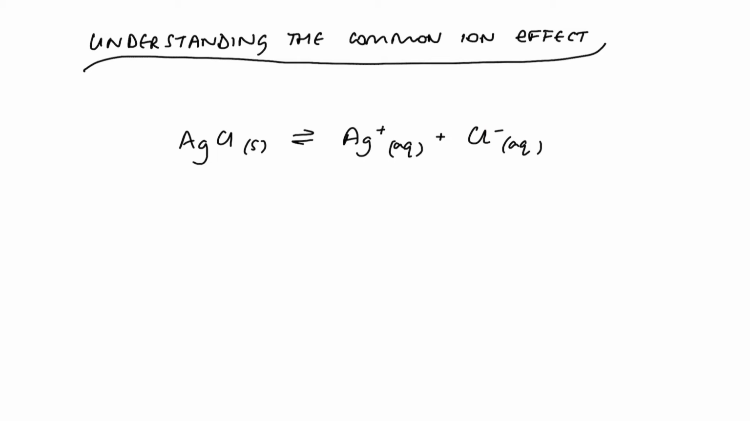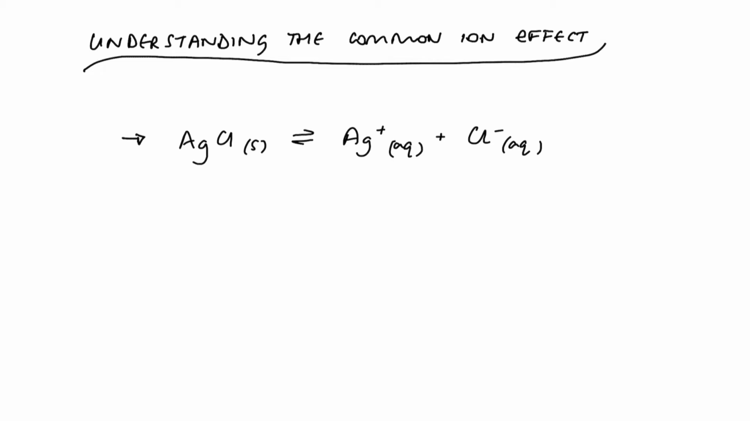In this video, I'm going to explore the common ion effect and show you how we can calculate the effect of adding a common ion to the solubility of a sparingly soluble salt. A sparingly soluble salt such as silver chloride. If I dissolve not very much silver chloride in some water, I set up this equilibrium where I have a saturated solution. The ions are in contact with the silver chloride solute.